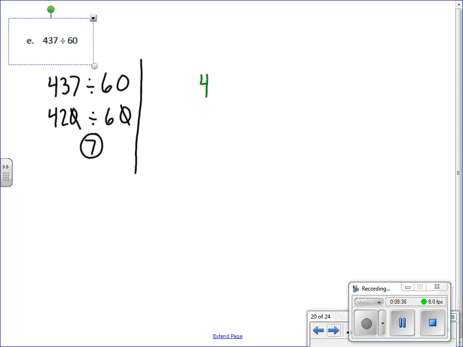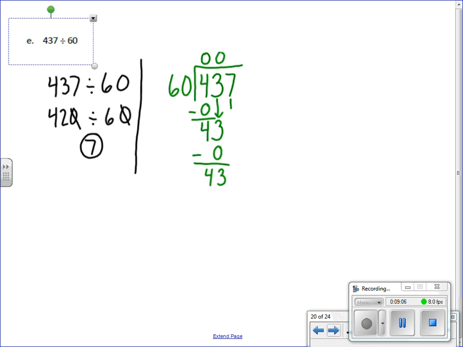First number is 437, so that's going to go in the house. Second number is 60, that's going to go outside. 60 goes into 4 0 times, right above the 4. 0 times 60 is 0. Subtract, I have a 4. Make sure that bring down arrow goes right down, and the 3's underneath of it. 43 is still too small. 60 can't go into it. Add a 0. 0 times 60 is 0. Anything times 0 is 0.